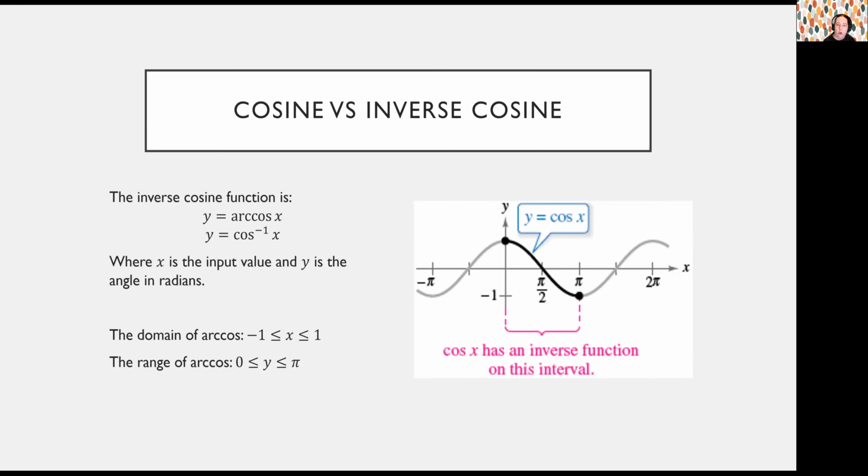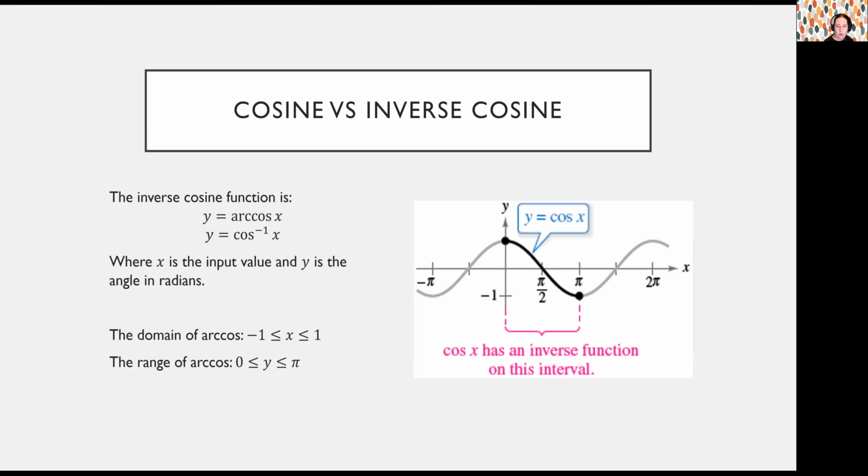So next is cosine, and then how that's related to arc cosine or inverse cosine. Again, it does not pass the horizontal line test. So we have to restrict the domain in order to make it have an inverse. And so we don't do -π/2 to π/2, because that part doesn't pass the horizontal line test. In order to make it pass the horizontal line test, we have to go from 0 to pi.